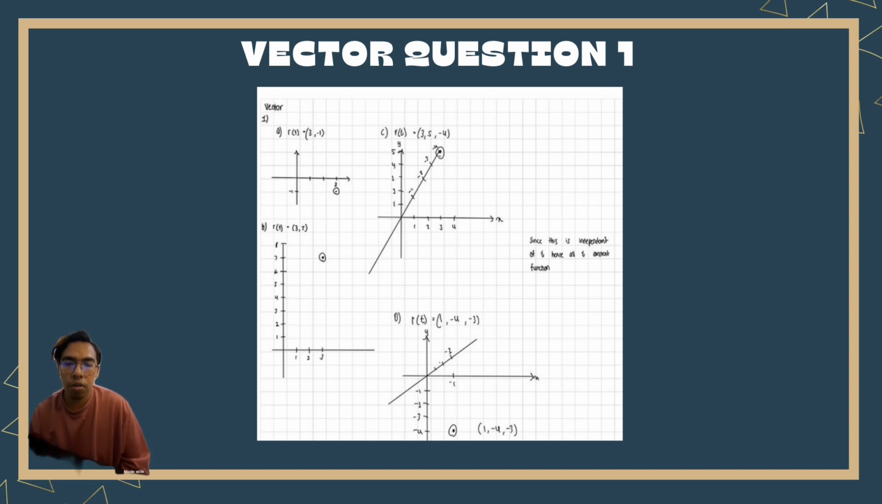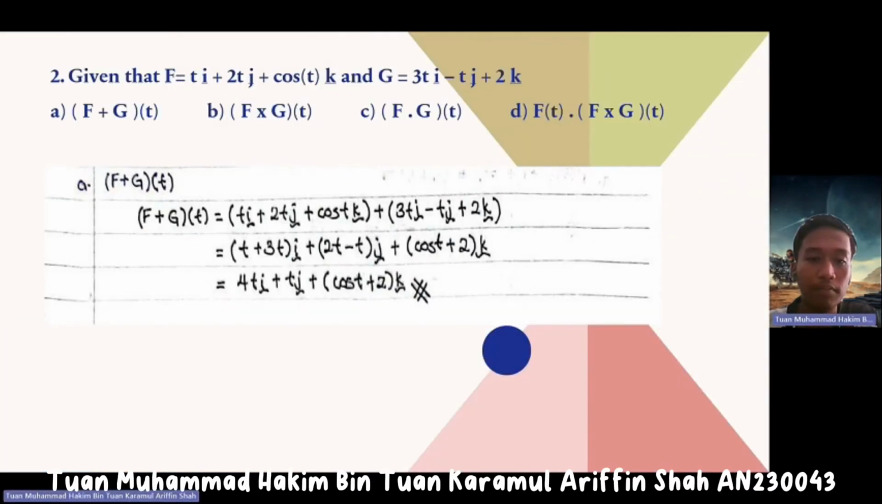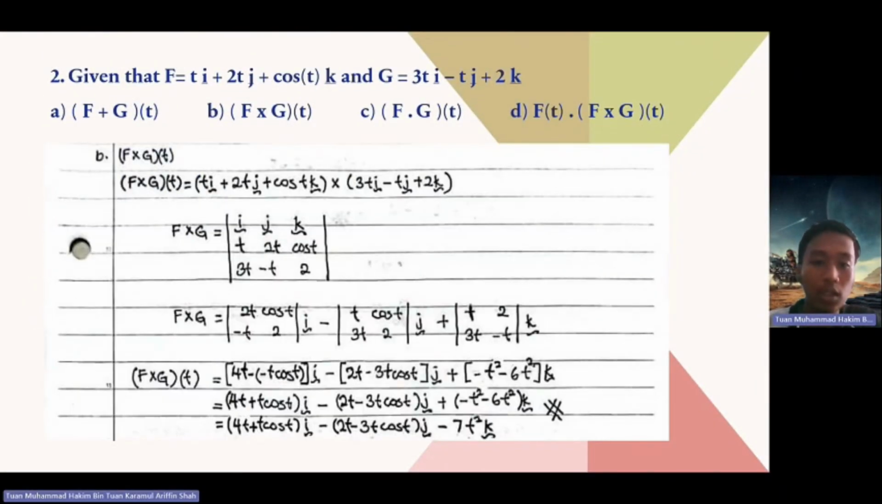So we just sketch our graph using the points that were given. For question 2, part 2a, (F plus G)(t). In this question, we need to find F plus G, and this implies adding the corresponding components of F and G together. And that's for question 2b, (F multiply G)(t).